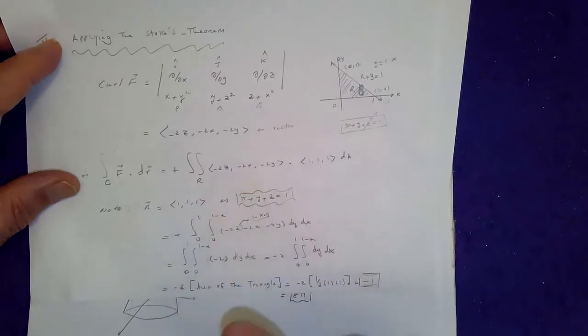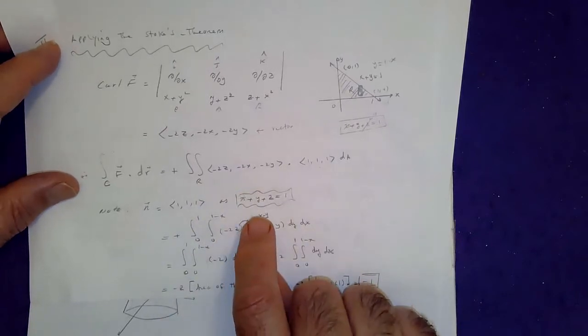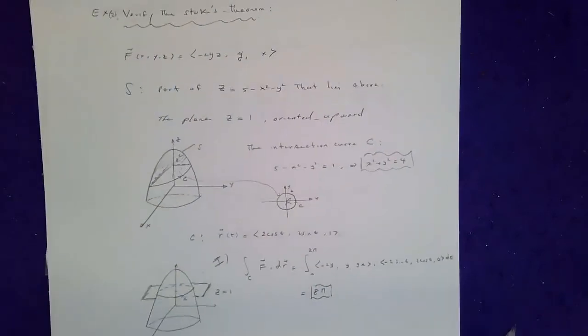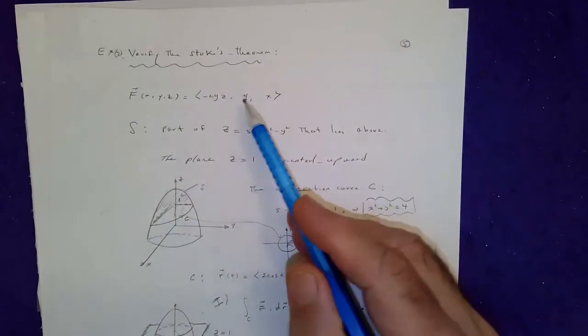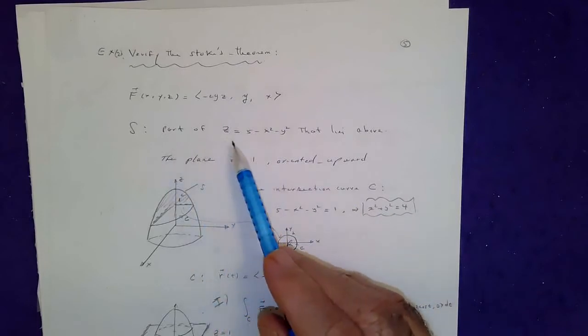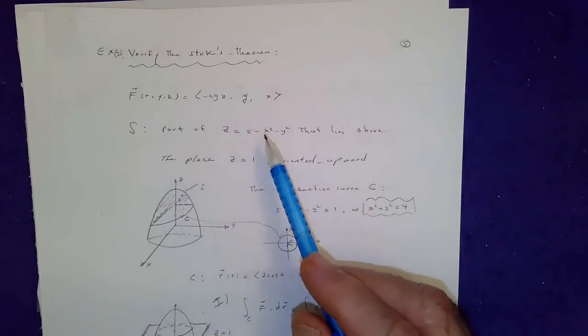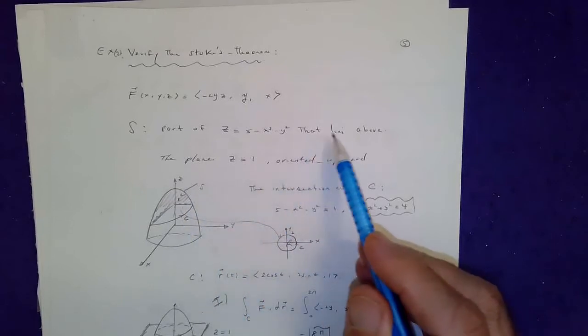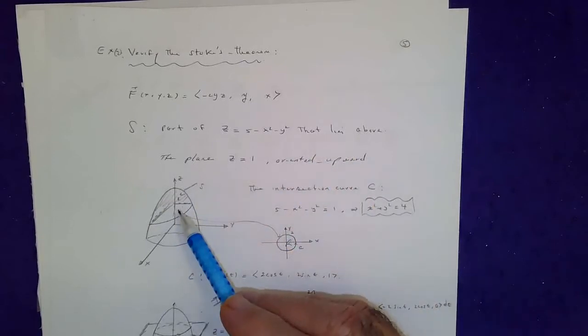Evaluate the double integral once. So it really makes the job a lot easier. The next problem is also similar to what we did last. So here is the vector field, minus 2yz, yx. And S is part of the what? Elliptic paraboloid, which opens downwards, right? And lies above z equal to 1.